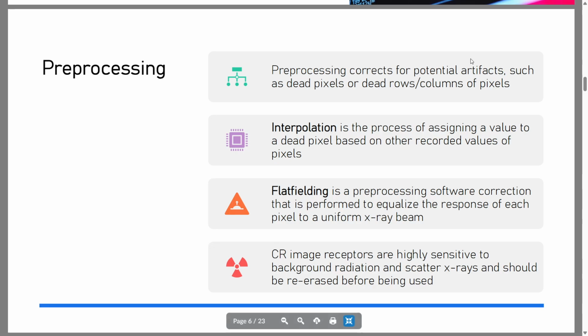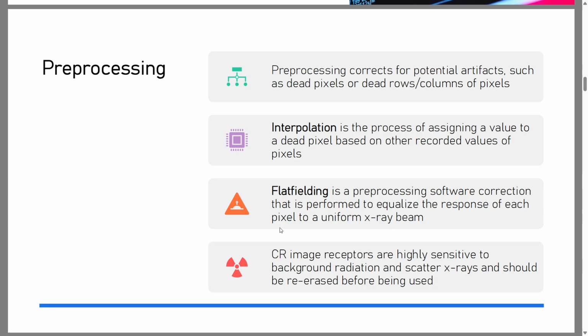So interpolation is the process of assigning a value to a dead pixel based on other recorded values of pixels. So it kind of takes all the pixels in that surrounding area and says, okay, this one's supposed to be radiolucent, so it's radiolucent. I'm sure you can think of some issues that could occur there. What if that pixel wasn't radiolucent? What would happen then?